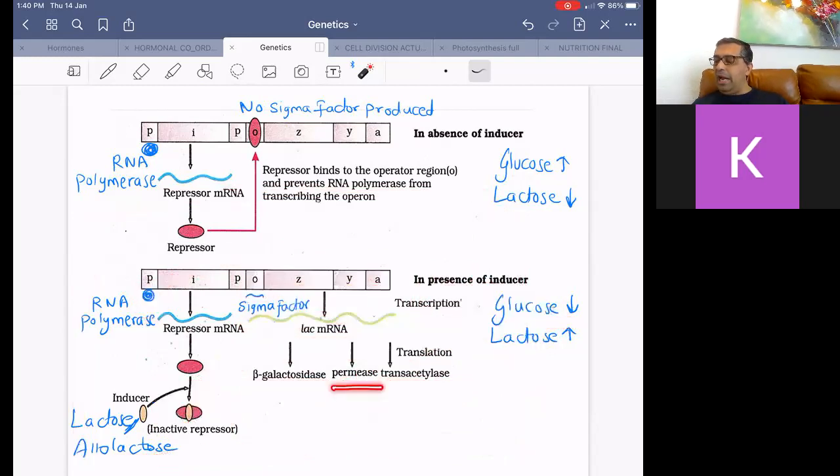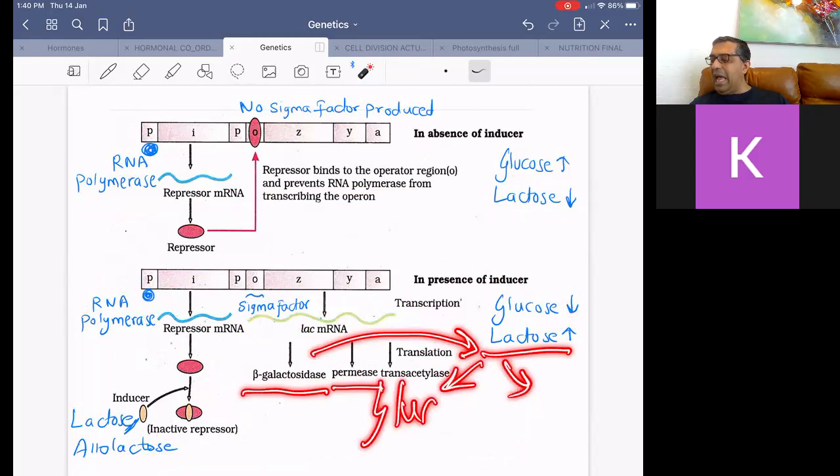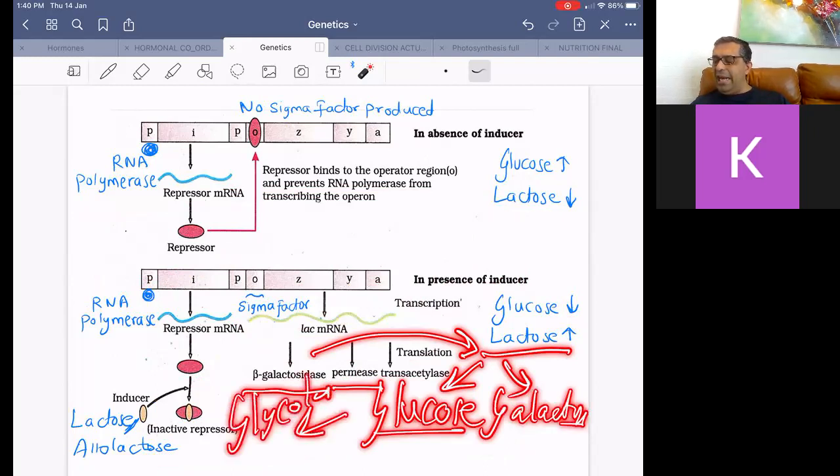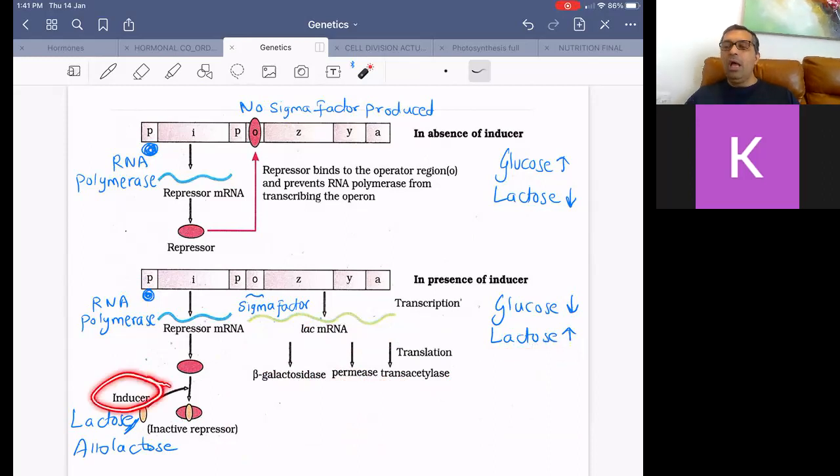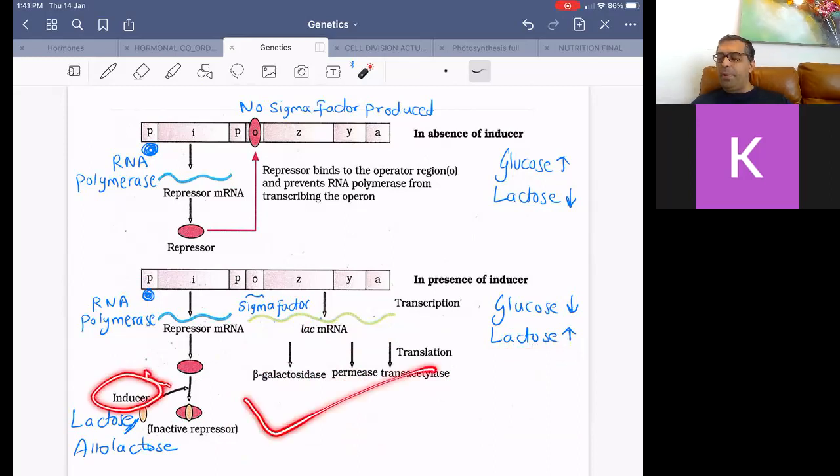And permease allows lactose to enter inside, and beta galactosidase acts on the lactose to break it into glucose and galactose, and glucose undergoes glycolysis to produce ATP, energy, and that is the meaning अभी ATPs बनने लगते हैं. So who is acting as a source of energy now? Lactose. And lactose has itself acted as the inducer and switched on the lac operon.